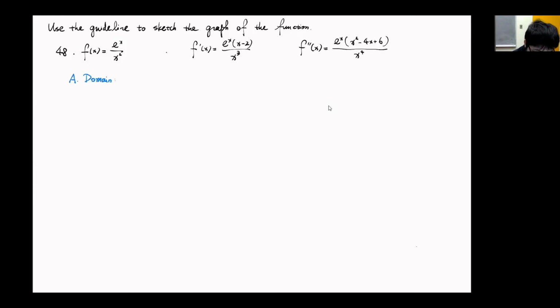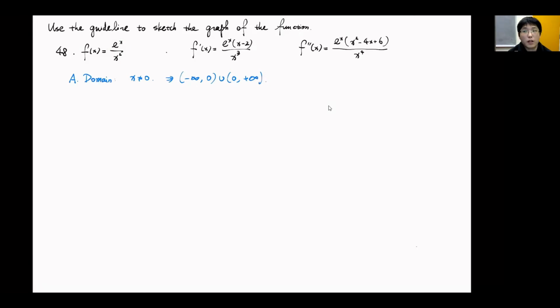For this function, e to the x is defined everywhere. X squared, on the other hand, is in the denominator, so x is not supposed to take 0. So this tells me that the domain is going to be minus infinity to 0, union 0 to infinity. Okay, so this is the domain. What should we do next?